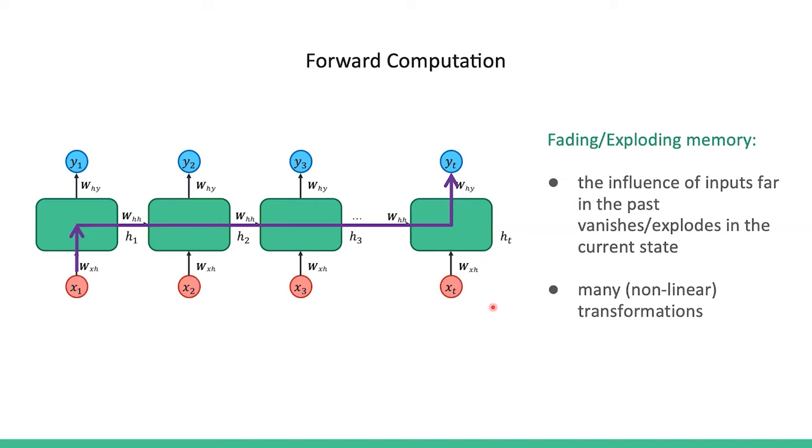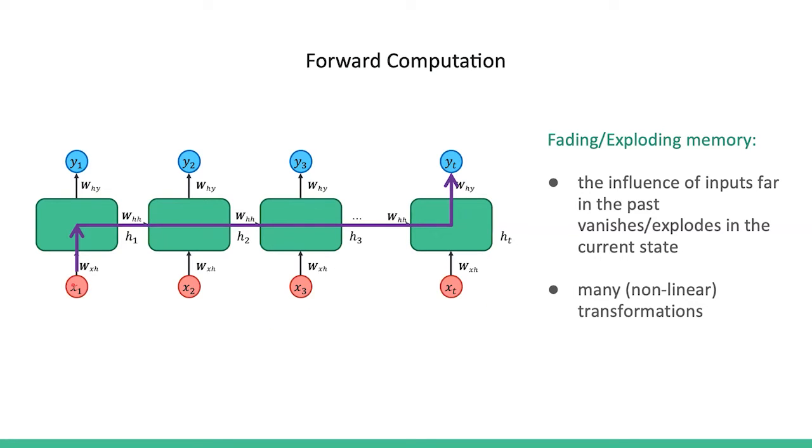Okay, so stability of the computation performed by a recurrent neural network becomes crucial both in the phases of the forward computation and in the phases of backpropagation. Okay, in the phase of the forward computation, the problem that we can have is the one of fading or exploding memory. What does this mean?